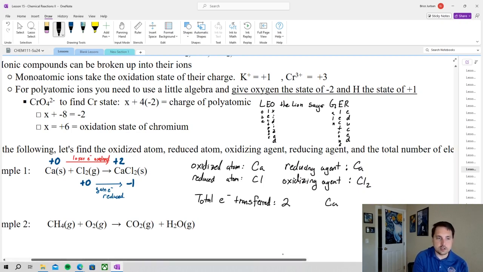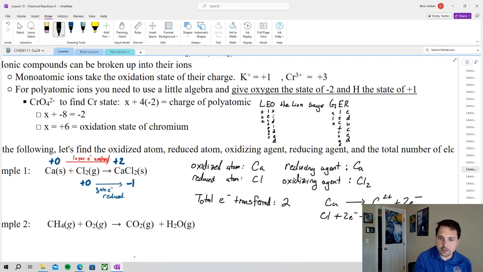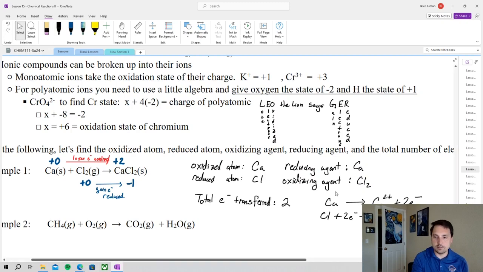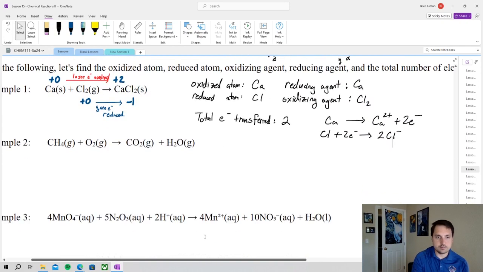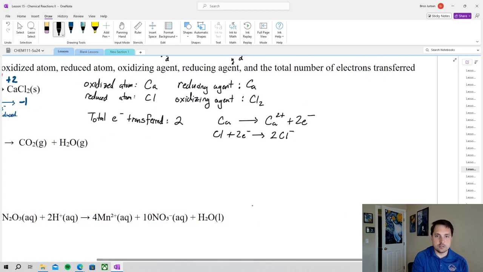I guess I said I wasn't going to talk to you about half reactions, but it kind of makes more sense if I do. So if I have calcium and it goes to calcium 2+ and 2 electrons, where we have chlorine plus 2 electrons goes to, well, not Cl2, it's actually 2Cl-. So here we can easily see that 2 electrons get transferred, not 4, just the 2 here.